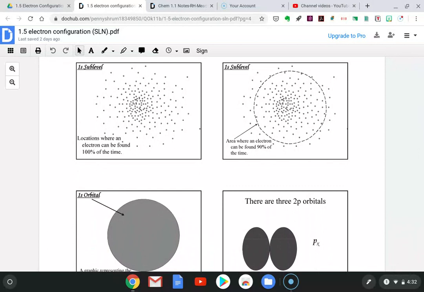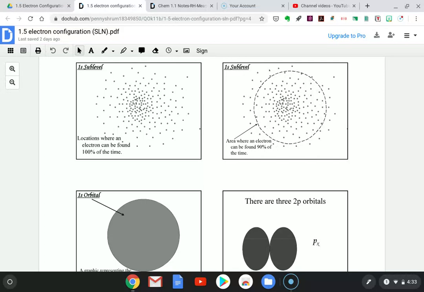If I look at the 1s orbital or the 1s sublevel, as they sometimes refer to it, that is again the location where the electron can be found the majority of the time. You can see over here on the picture on the right at the top, this dotted line represents the 1s sublevel. And again, this is three-dimensional, so it's hard for me to represent here in two-dimensional space on your screen, but you can imagine this as an actual sphere instead of a circle, right? And so the electron's going to be within that dotted line 90% of the time.